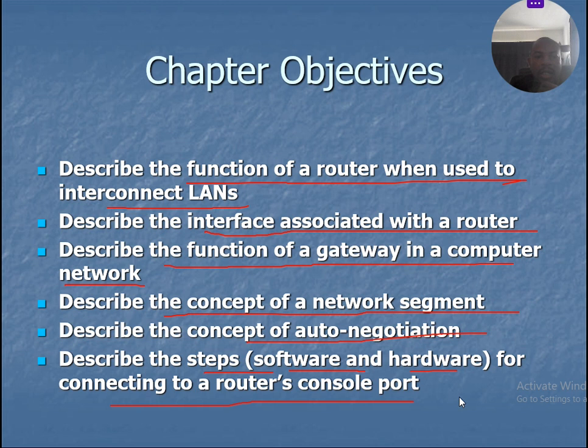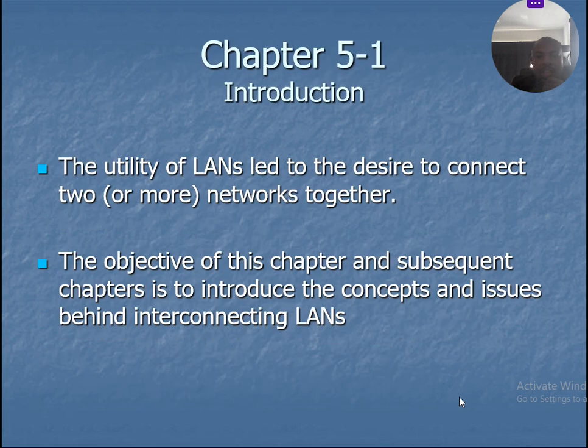Now the first part is the introduction of section 1 of this chapter, which talks about the utility of LAN, the benefit LAN has, which led us to the need for why we have to connect two or more networks together. The usefulness that we get from LAN, local area network, the super benefit, is that we are able to connect to the internet. When we have a LAN put in place, we are able to access the internet, the intranet and the extranet. All of this, we're able to access.